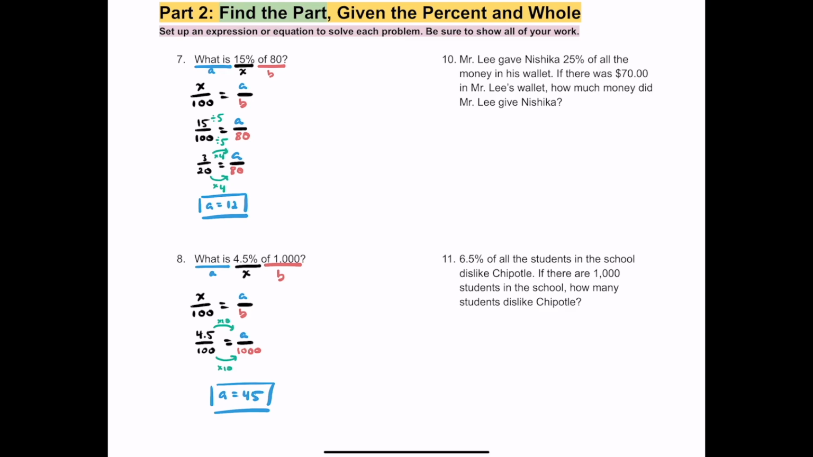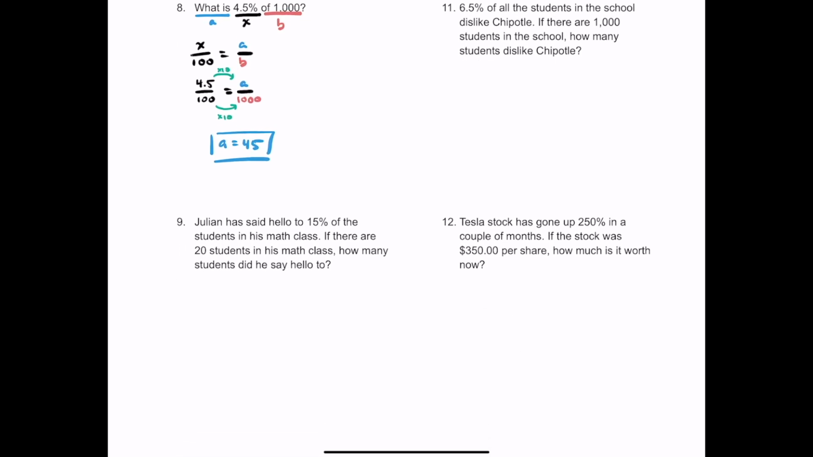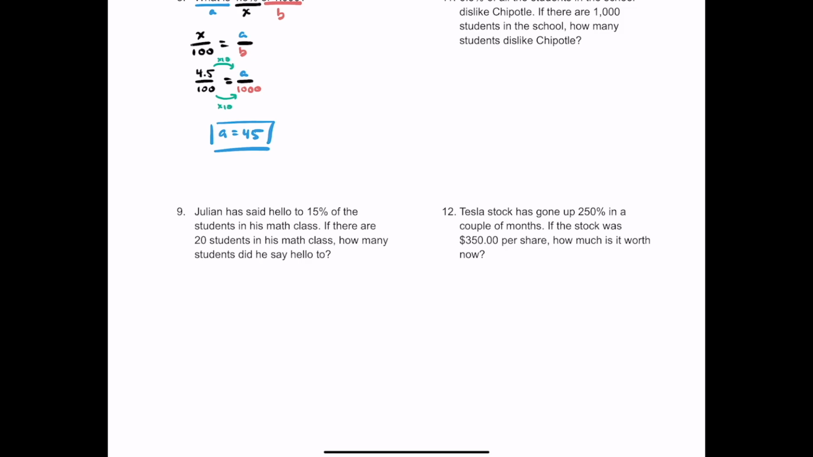Now let's go ahead, moving on to number 9. We have here, Julian has said hello to 15% of the students in his math class. If there are 20 students in his math class, how many students did he say hello to? Okay, so we have 15%, so I'm just going to go ahead and mark that right away. That's going to be our x value. The percent is going to be x.